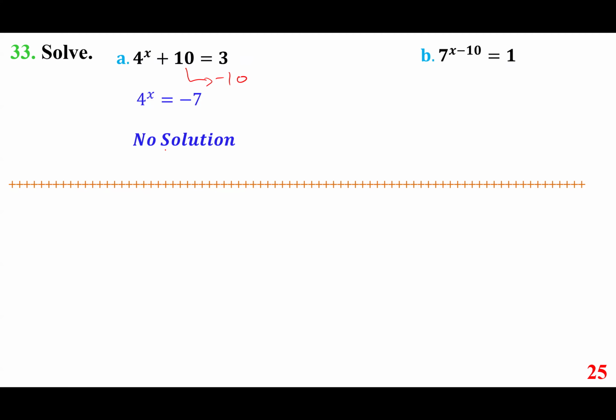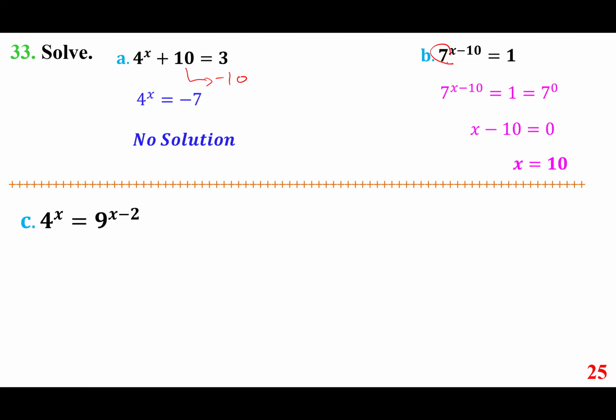Now, 7 to the power of x minus 10 equals 1. 1 can be any number to the power of 0. So since the base is 7, make it 7 to the power of 0. And so now you have the same base 7 on both sides. If they are equal, they must have the same exponent. x minus 10 must be 0. x becomes 10. And I hope if you check it, you see that it works.